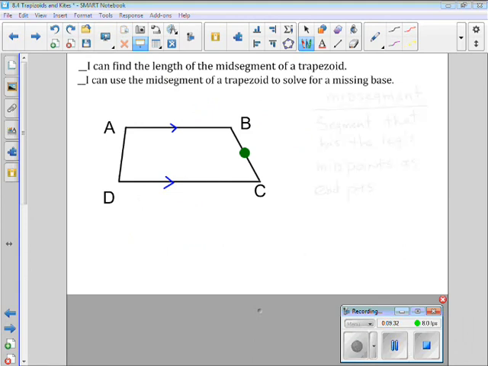All right, sorry about that. So let's take a look at mid-segments. So we have a couple of I-can statements about being able to find the length of a mid-segment and things like that. So let's first of all understand what a mid-segment is.